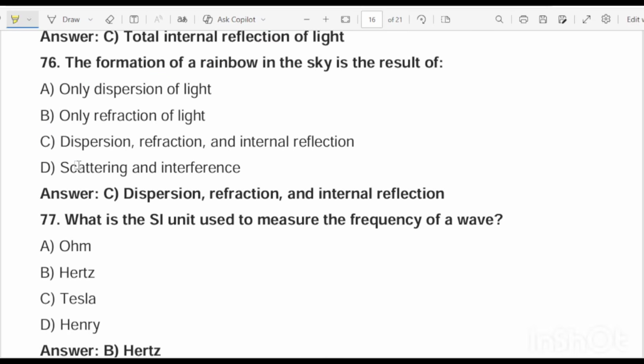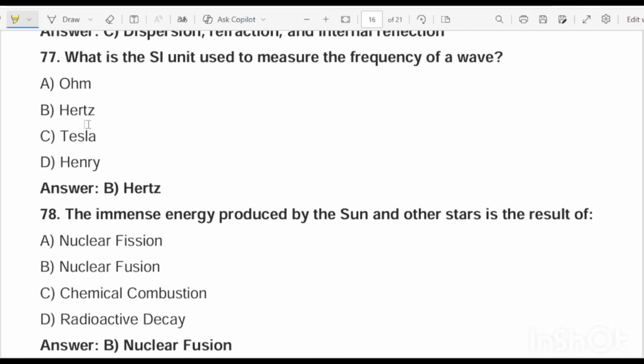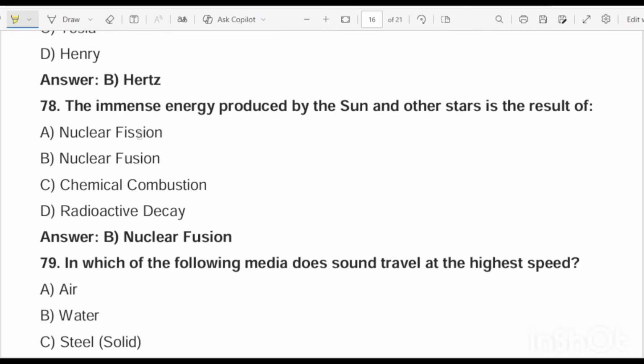Next question. The formation of a rainbow in the sky is the result of. Correct option. Option C, dispersion, refraction and internal reflection. Next question. What is the SI unit used to measure the frequency of a wave? Correct option. Option B, hertz.